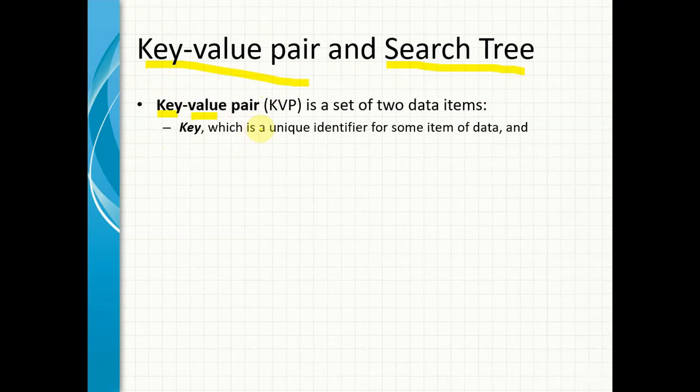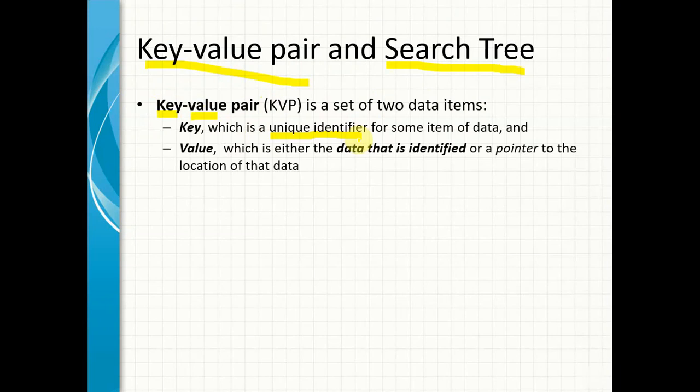The key is a unique identifier for some item of data. And you can imagine that the value is usually the data that is identified. Or actually it is a pointer, or an object reference in the term used in Java, to the location of that data.